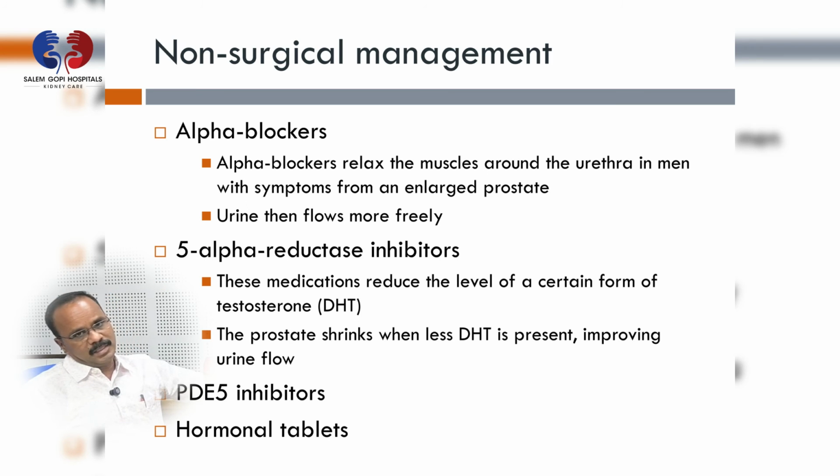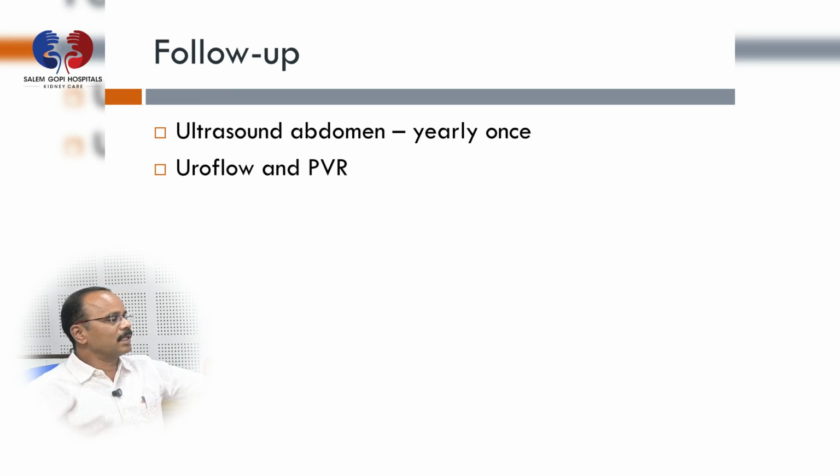So we have some medicines. Alpha blockers and alpha reductase inhibitors are given according to the patient's symptoms and prostate size, sometimes a single drug or a combination. After starting this non-surgical medical treatment, we have to follow up. You cannot simply start the drug and send him home. We have to follow the patient with regular ultrasound and uroflow. Uroflow is to know the result of the medicines, whether it is working or not.